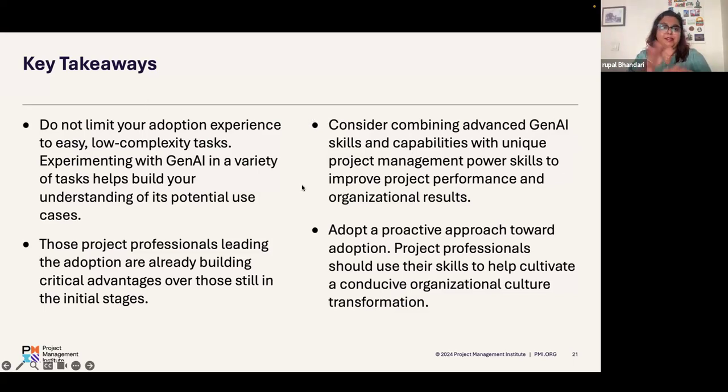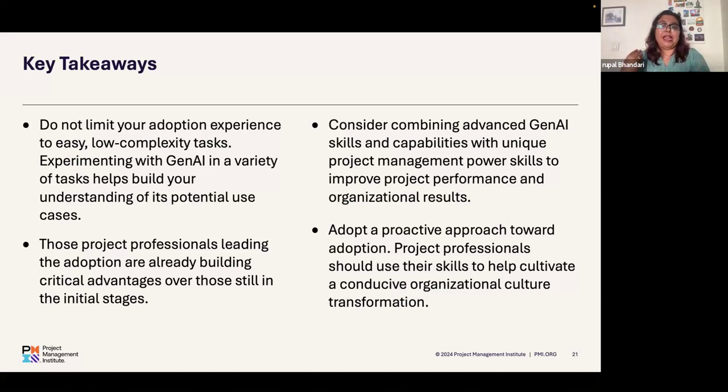So let's say you're amazing at negotiation. I'm sure AI has a lot of advanced GenAI capabilities to add to your negotiation. Talk to it about your negotiation. Talk to it about, hey, this is what I'm doing, how I'm approaching it. What do you think? What are some other things I should keep in mind? Combine your power skills with AI. It's not one or the other.